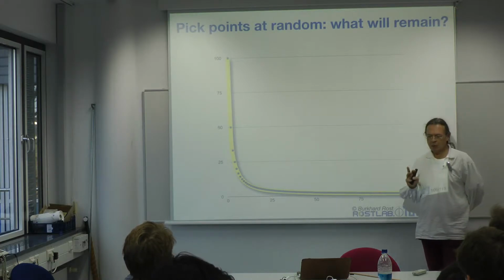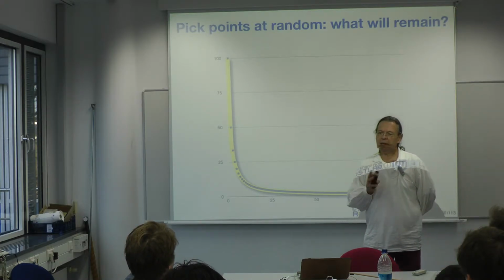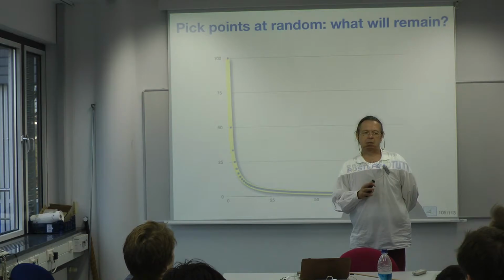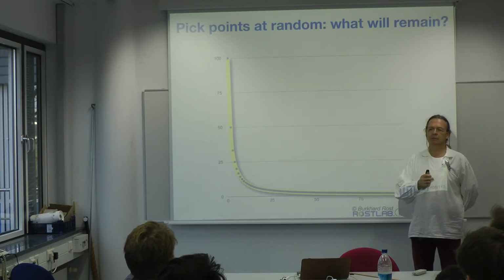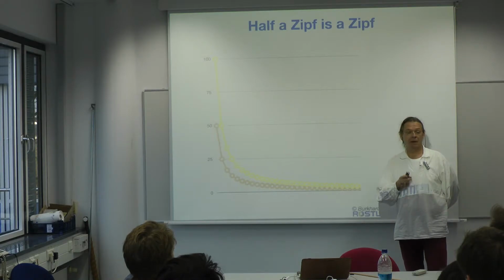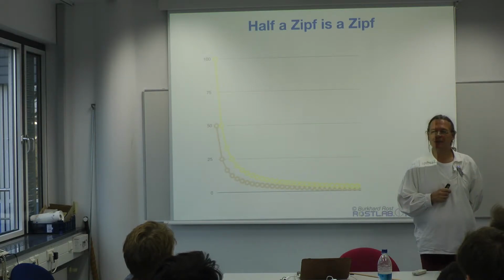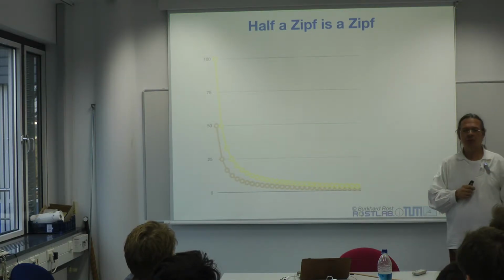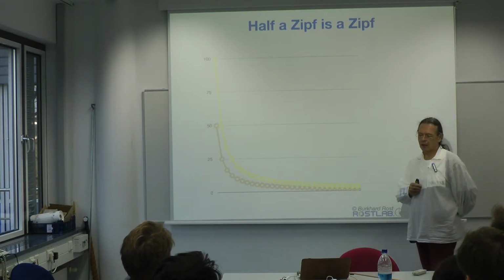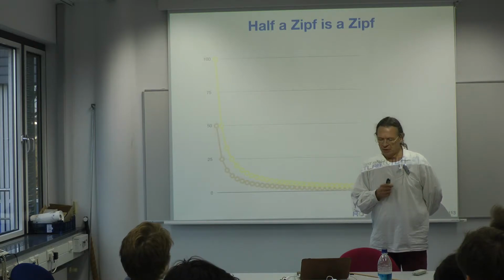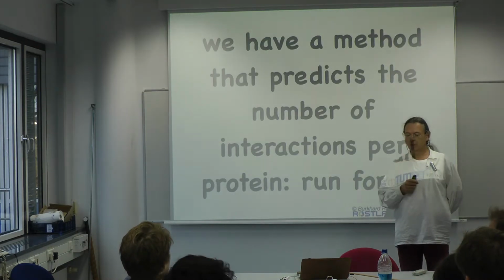Now, the next question here is, if you picked a random subset of a Zipf, what do you get? It's another Zipf. By the way, that is also true for the Gaussian. So it's a Zipf. Okay, now let's get back to where I wanted to go.